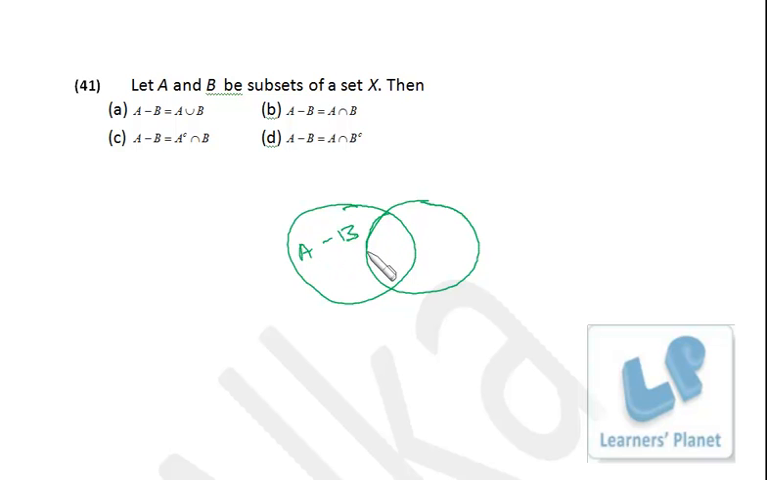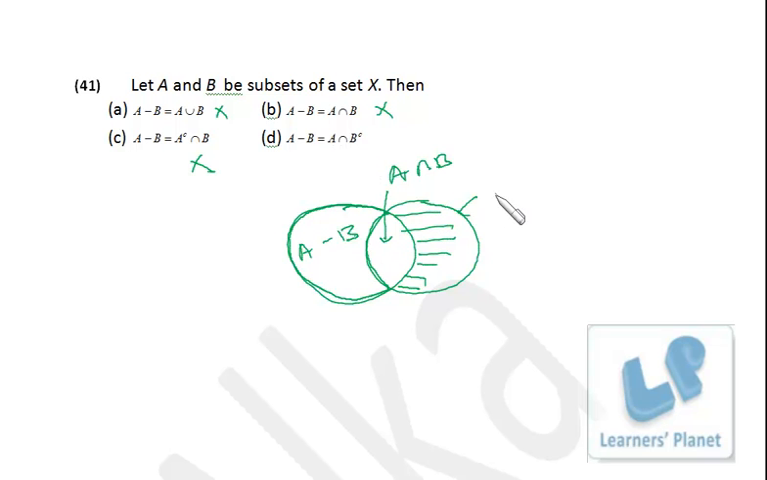So this portion, only this portion, that is A minus B. So A minus B is A union B? That's wrong. A minus B is A intersection B? That's wrong, because this is A intersection B, right? A minus B is A complement intersection B? Now A complement means this area, right? But we want this area, so it cannot be correct. A minus B is equal to A intersection B complement.